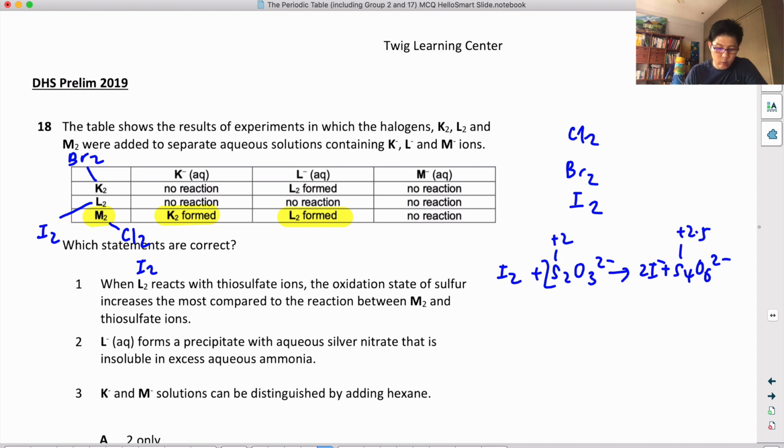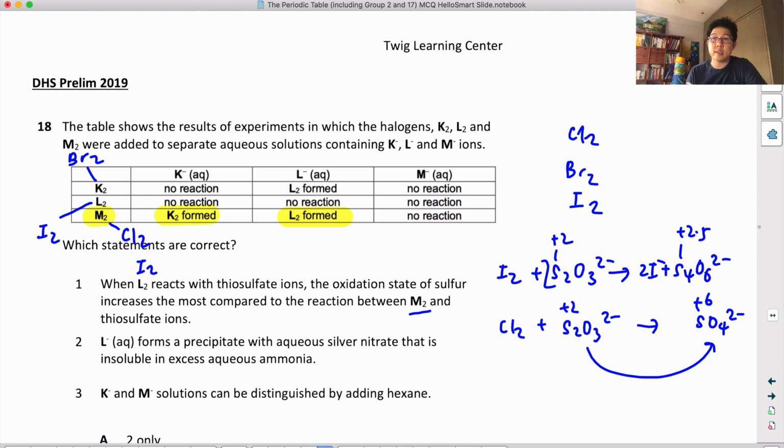But what is M2? M2 is chlorine. When chlorine reacts with thiosulfate, I'm not going to balance the whole thing, but thiosulfate will become sulfate. So it's actually +6 over here. So there's a greater change in oxidation state from +2 to +6 for chlorine. So definitely one is wrong.